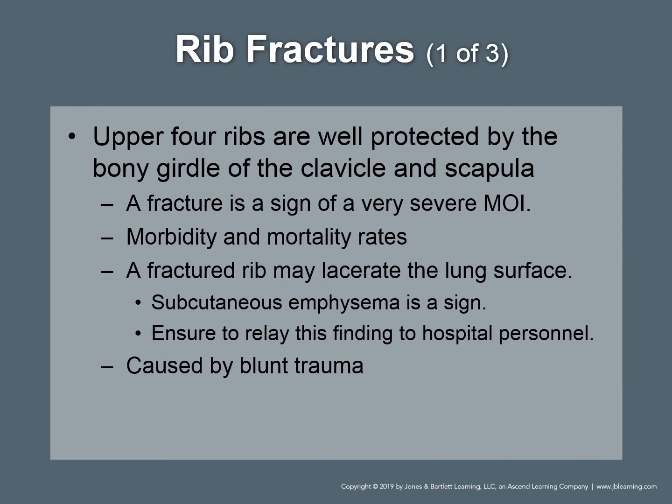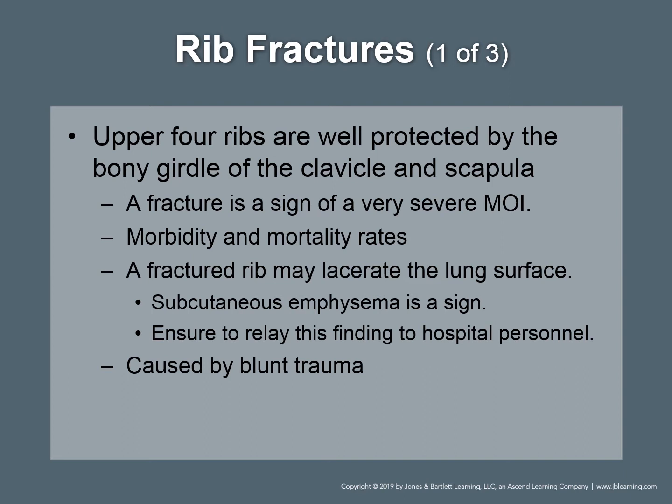Rib fractures, these are very common. The most common chest injury you'll see is a rib fracture. The upper 4 ribs are well protected by the bony girdle of the clavicle and scapula. So your shoulder blade and your collarbone really protect those upper ribs. We see a lot of rib fractures, 4 or 5 in that area, over to the sides of the chest.